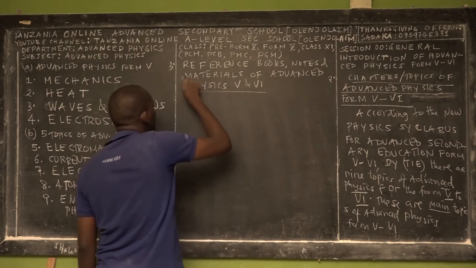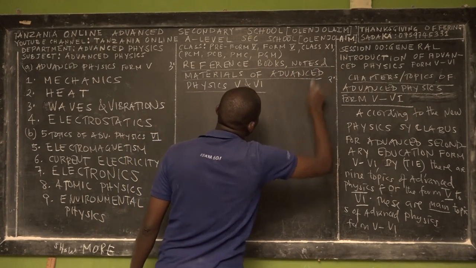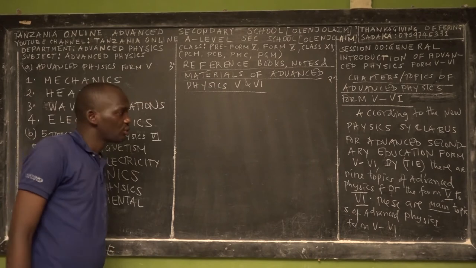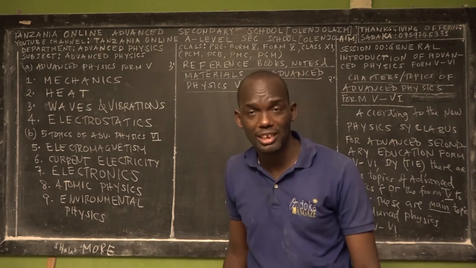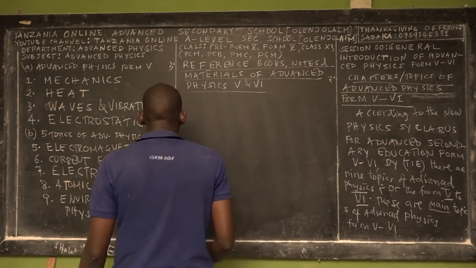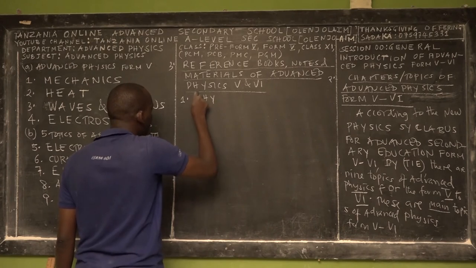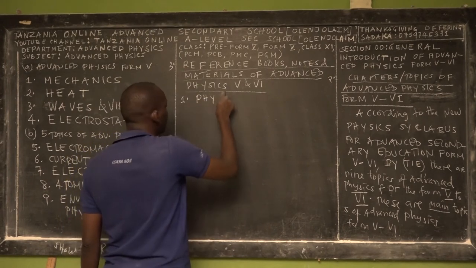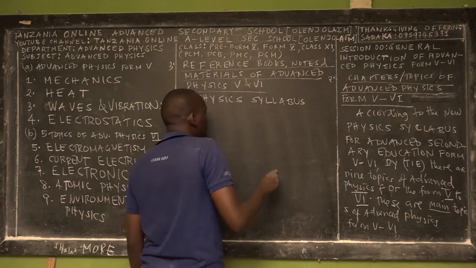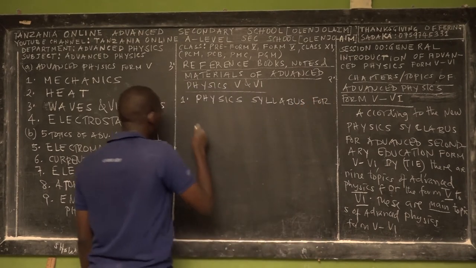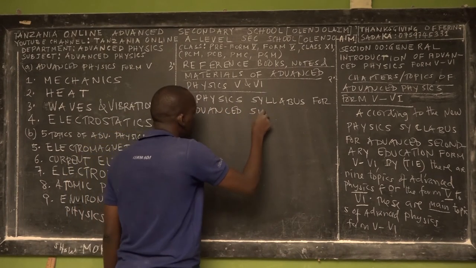So what are the reference books that the syllabus recommends for you, that the educational system recommends for you, and that I, as a teacher of advanced physics, recommend for you? You have so many reference books to go through in order to master advanced physics, but I'll mention some. The first reference material that you need is the one I've already showed you or mentioned before: Physics Syllabus for Advanced Secondary.